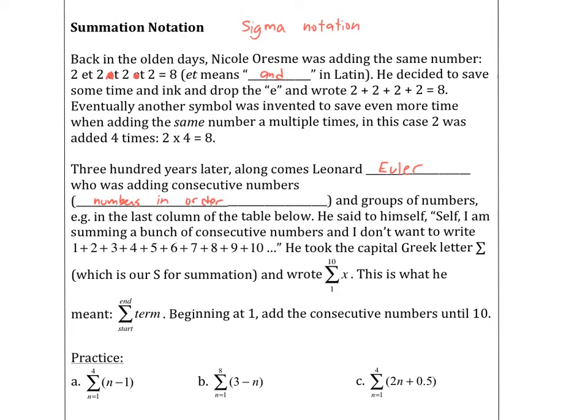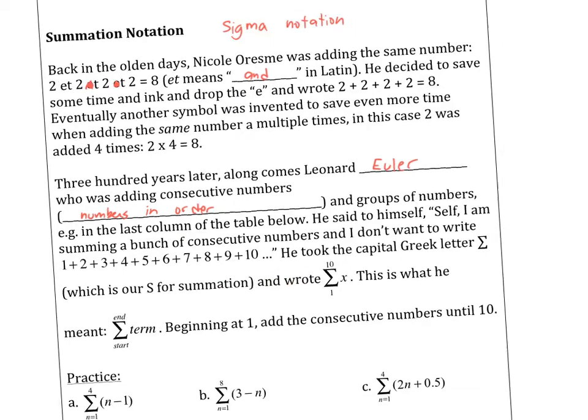All right, so he said to himself, I'm summing a bunch of consecutive numbers, and I don't want to write 1 plus 2 plus 3 plus 4 plus 5 plus 6 plus 7 plus 8 plus 9 plus 10. Of course, you can keep going. What if I was going to add all the way to 100? That's redundant. It's so much to write. So this is what he did. He took the capital letter S. That's the sigma right there. It looks like an E, but it's actually an S. And he wrote this right here.